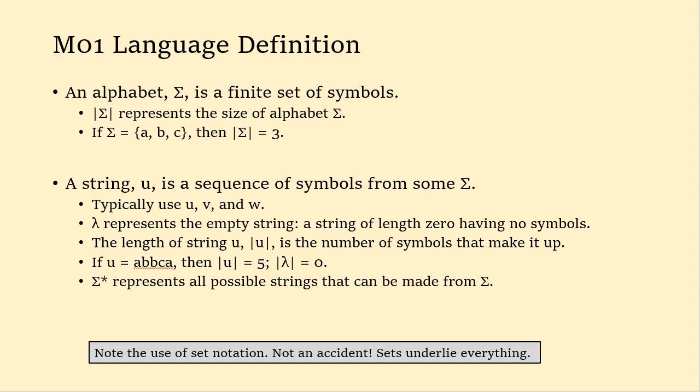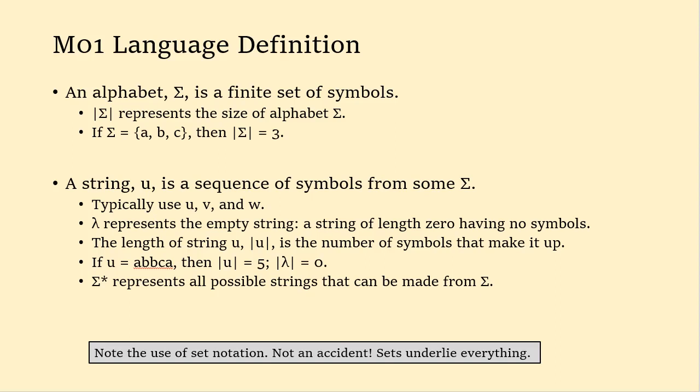What about a collection of symbols? We're going to call that an alphabet. Now, the universal symbol for an alphabet is capital sigma. And it's a finite set of symbols, and typically it's very small. Again, we're going to use alphabets like 0 and 1, or A, B, and C.